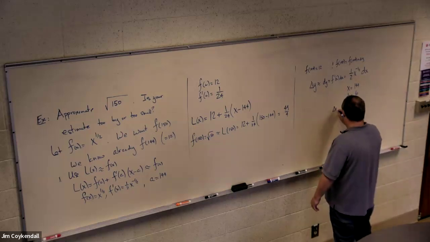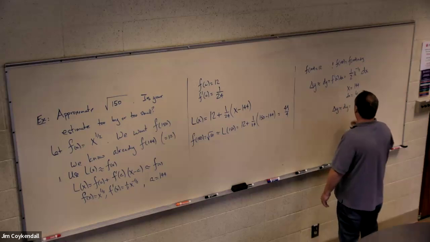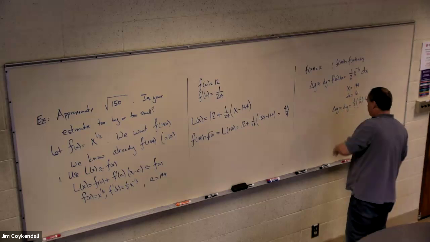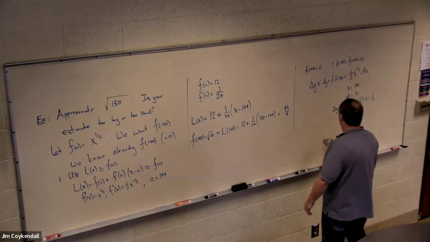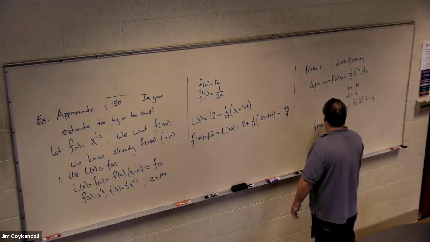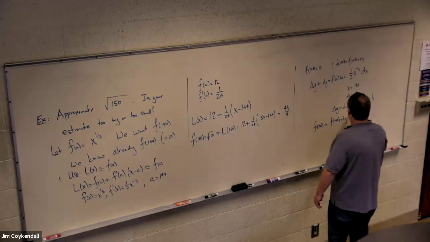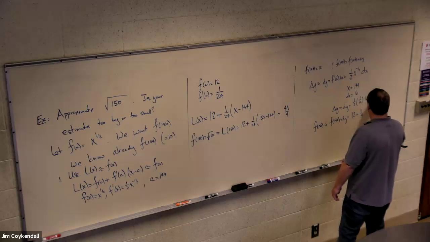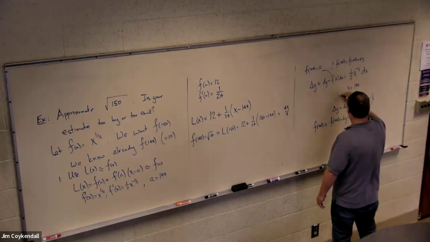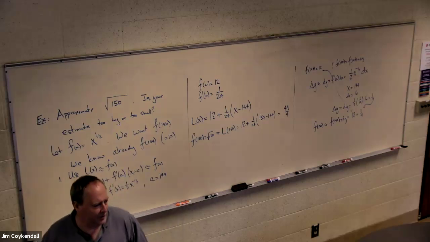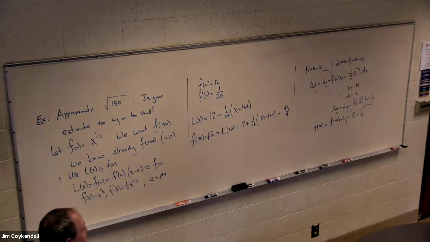So this is going to be 1/2 times 1/12 times 6. So my change in y should be about 1/4, so f of 150 would be approximately f of 144 plus dy, which is 12 plus 1/4. So notice I get the same thing. This is basically essentially doing the same thing. Is my estimate too big or too small?